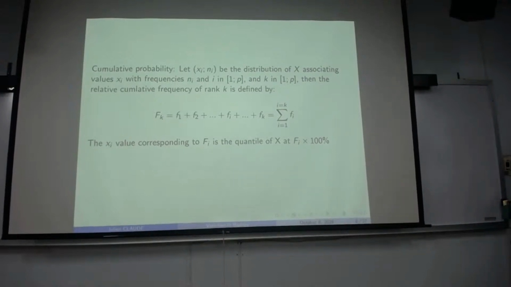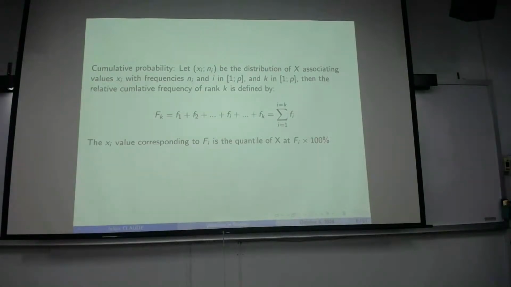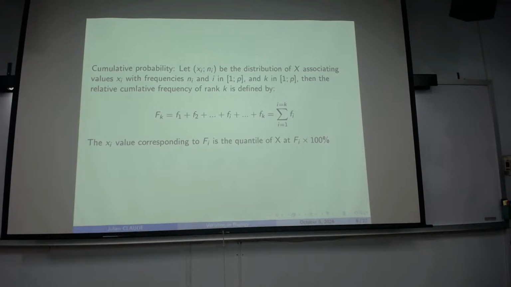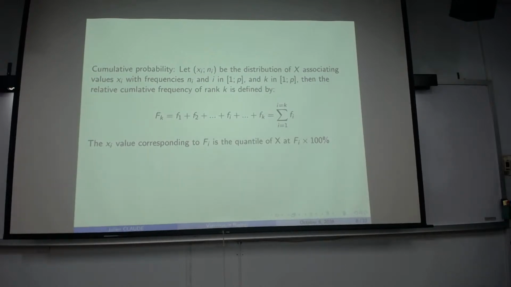Distribution, I can associate values of x with their frequencies. And I can cumulate frequencies from i equals 1 to p. This kind of thing is called the cumulative frequency. We use a lot of cumulative frequency in statistics to represent distribution. You have the mathematical definition just below.